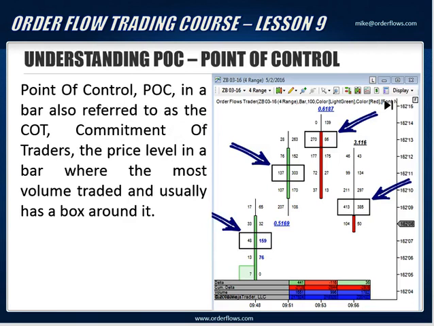Okay, so let's get started on lesson number 9, understanding the POC, the point of control. Point of control, POC, in a bar is often referred to as COT, commitment of traders. It's the price level in a bar where the most volume traded, and most order flow software will put a box around it. As you can see in this chart here, where the arrows are pointing, there's a box around the price level in the bar where the most volume had occurred.